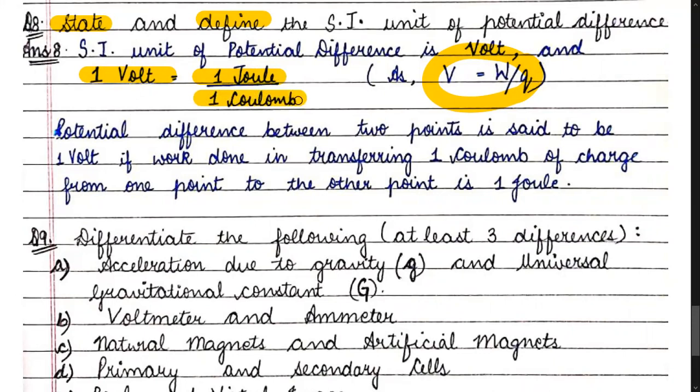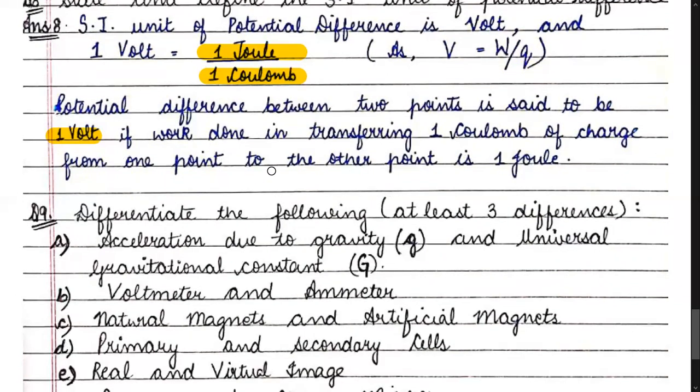So how to define potential difference? Potential difference between 2 points is said to be 1 volt if work done in transferring 1 coulomb of charge from one point to the other point is 1 joule. So, children, potential difference between 2 points is said to be 1 volt if work done in transferring 1 coulomb of charge from one point to another is 1 joule.